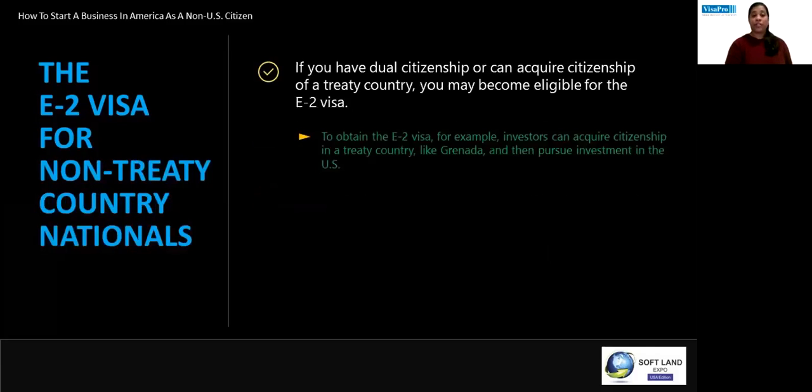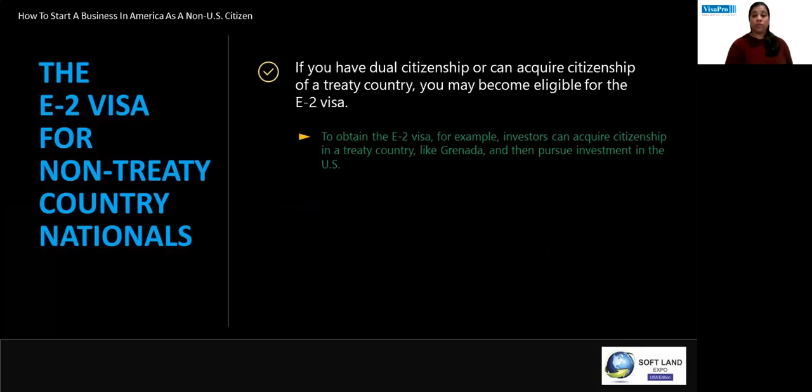So is there a way for nationals of non-treaty countries to obtain an E2? Here are a few alternative ways to obtain an E2 visa if you're a citizen of a country like India, China, or Brazil, which doesn't have treaties with the U.S. Remember, eligibility for the E2 visa is not based on where you're born, but your country of citizenship or nationality.